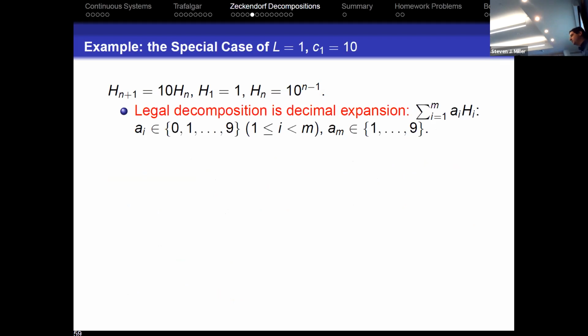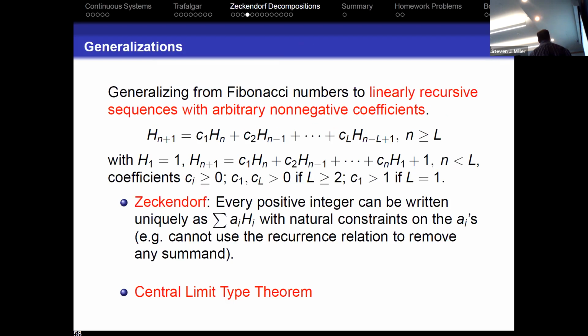We should have done this before we did the Fibonacci. Is it legal decomposition? So I don't want to say in detail, but it's a generalization of the Fibonacci's, where you couldn't have two things that are adjacent. The short answer is I can't use my recurrence relation to remove it. And that's what was going on with the Fibonacci. We could use the recurrence relation to remove two adjacent things.